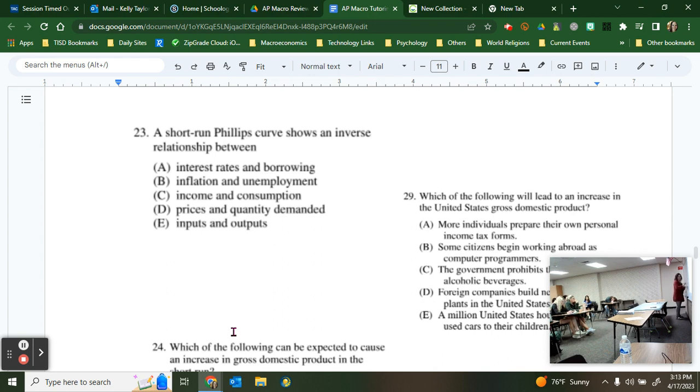Okay, short run Phillips curve. If short run aggregate supply shifts to the right, which is just more aggregate supply, the short run Phillips curve shifts left. And vice versa. If short run aggregate supply shifts left, which is a decrease, then the short run Phillips curve shifts right.